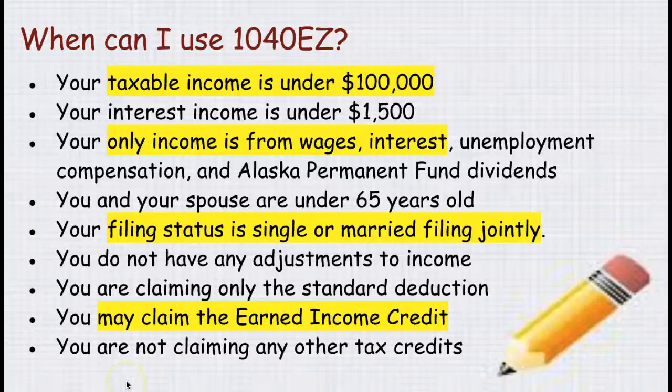If you and your spouse are both under 65 years, if your filing status is single or married, you do not have adjustments to income, you claim only the standard deduction, and just so you know, you may claim the earned income credit when you are filing this form, and you cannot claim any other tax credits. So this is a lot of information. The key things are income. You have to be under the income threshold. You can't have any children, and you mostly just need to have wages. If you fit into this category, then you can file 1040EZ.